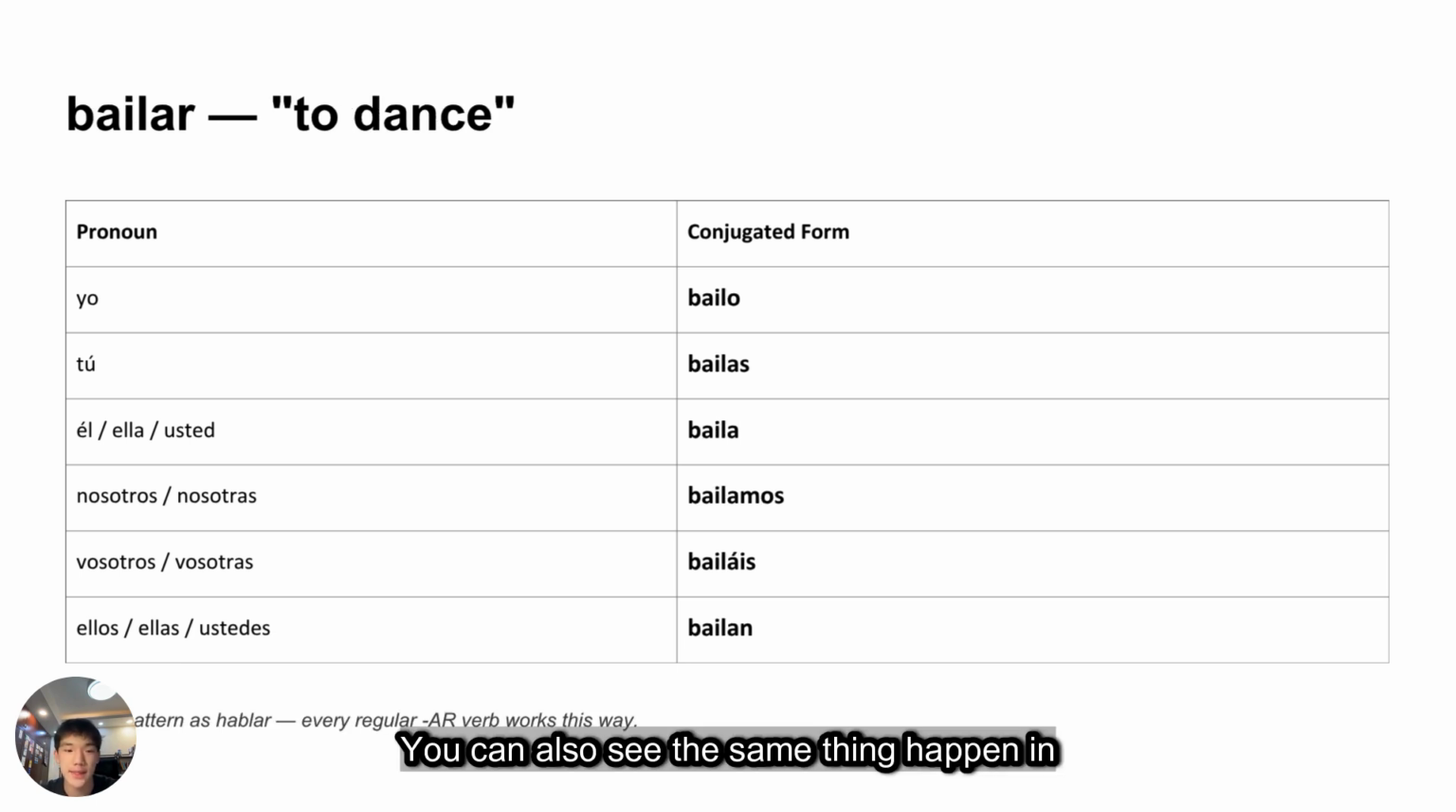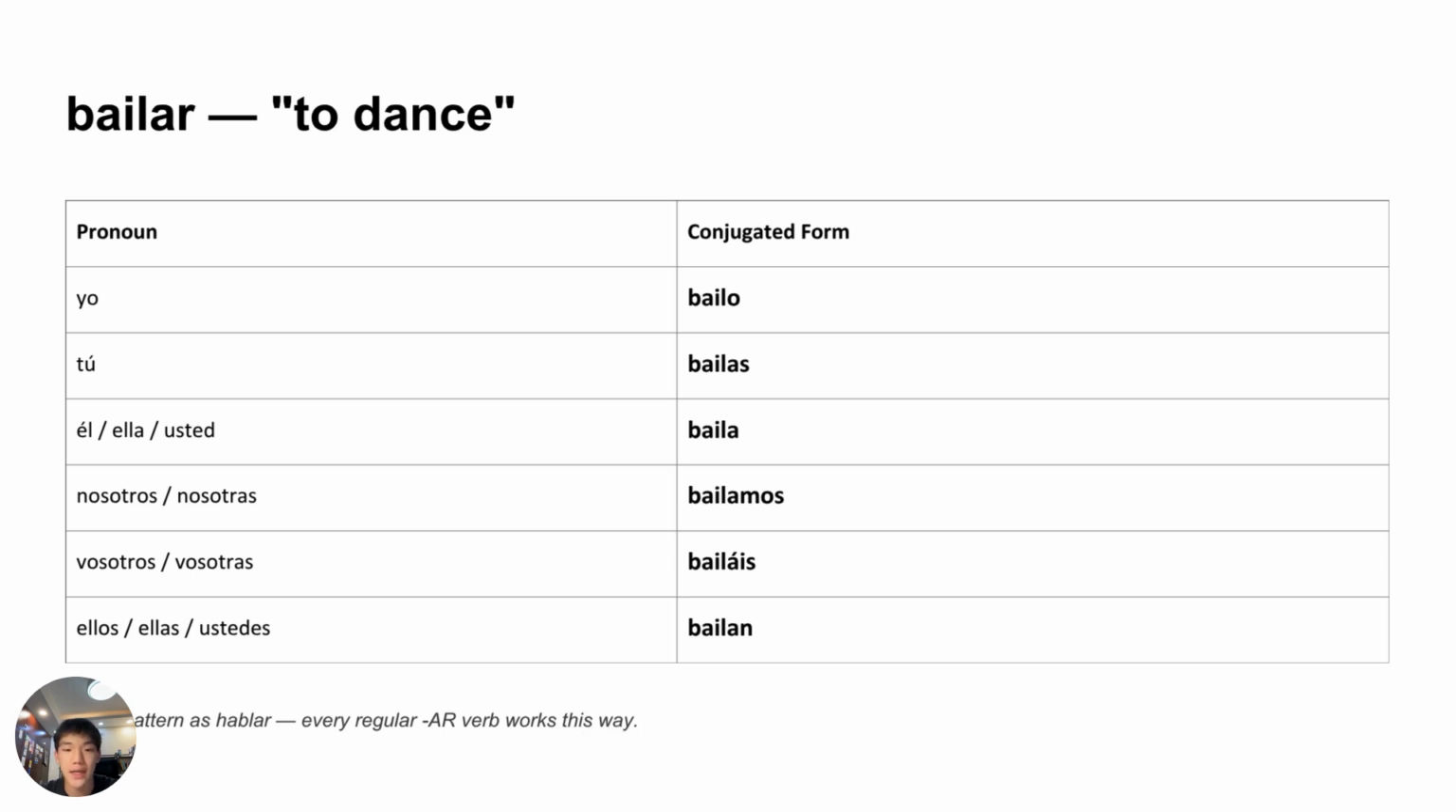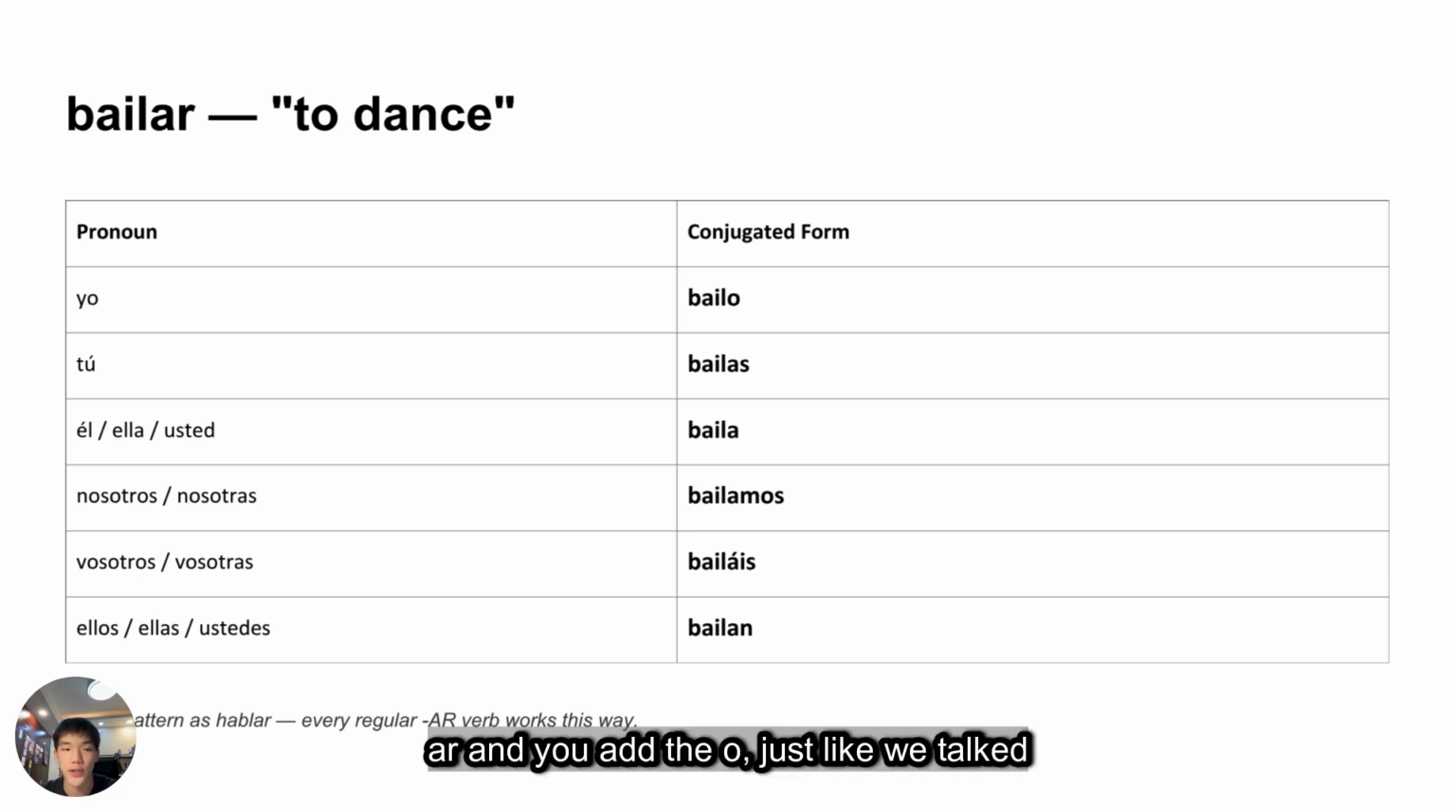We can also see the same thing happen in bailar, which is to dance. Yo bailo, because bail, B-A-I-L, is the stem of this verb. So once you remove the AR and you add the O, just like we talked about in the previous table, that's when you get the conjugated form. So bailo, bailas, baila, bailamos, bailáis, bailan.